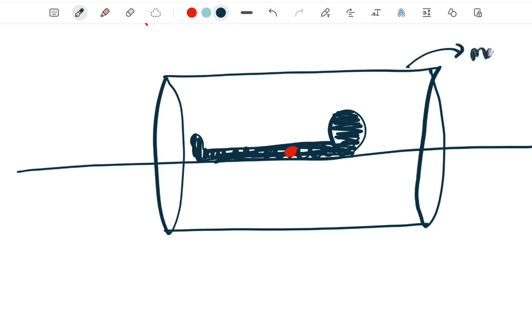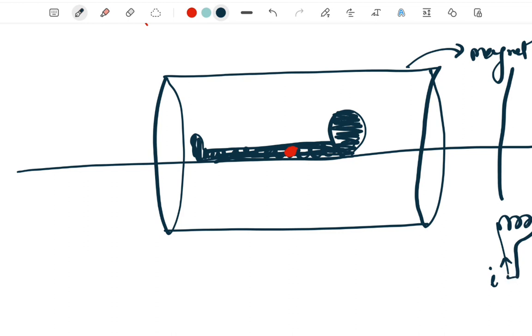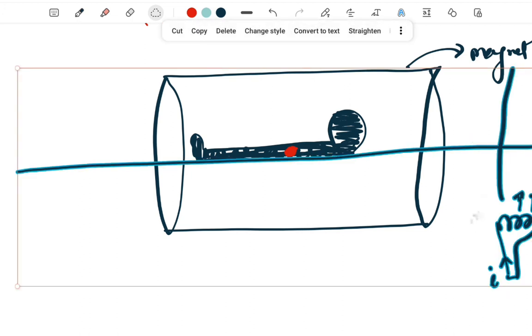This is the magnet. Only the magnet, nothing else. Forget about the body coil, gradient coil, nothing. So far I have not discussed anything else. Only the magnet. Magnet means what? Magnet means a current carrying conductor. We are giving some current, and it creates a magnetic field. Just keep this much in your mind.